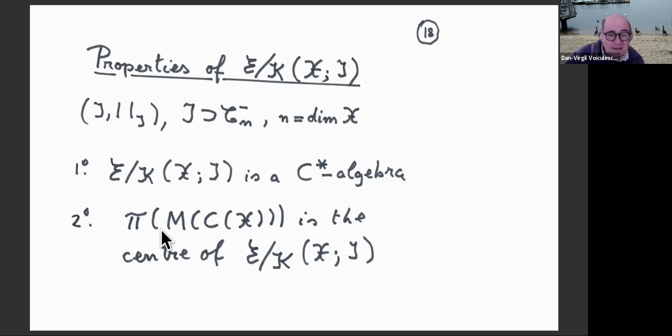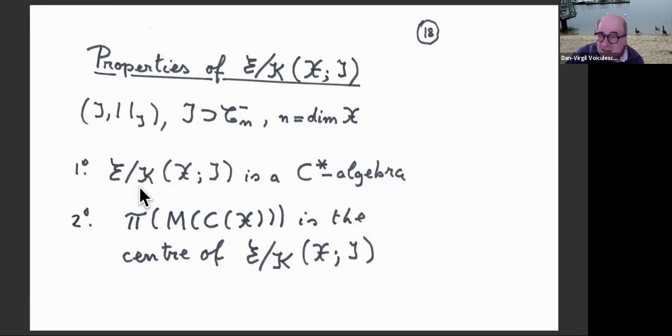So first of all, in all these situations, the Calkin algebra is a C-star algebra. If I is strictly larger than C minus n, it's isometrically a C-star algebra. Otherwise, the norm is equivalent to a C-star algebra norm.